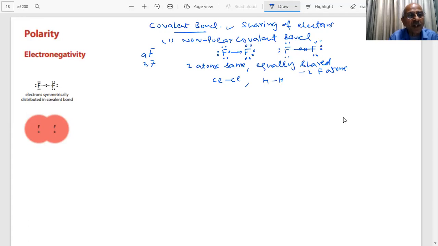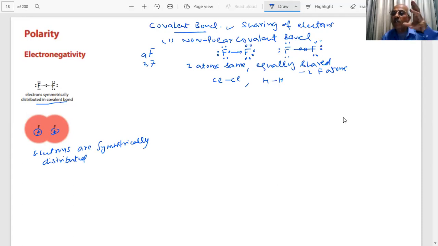Electrons are symmetrically distributed in a covalent bond. What we are saying is that these electrons are symmetrically distributed because, students, basically you see that there is one nucleus in this fluorine, another here, and there is an electron density which is symmetrically distributed in the covalent bond. So the electrons are symmetrically distributed around the two nuclei. There are two nuclei, 1 and 2. So there is a symmetric distribution of the electrons around the two nuclei.